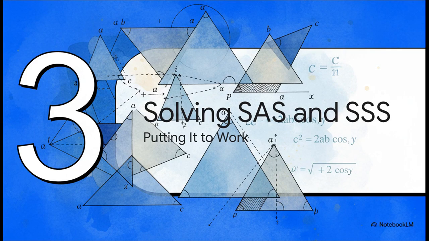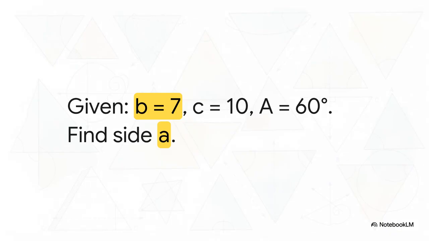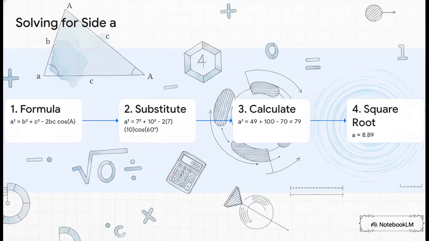All right, enough theory. Let's actually put this tool to work. We're going to walk through one of each type of problem so you can see exactly how it's done. Okay, first up, a classic side angle side problem. We've got side b equals 7, side c equals 10, and the angle tucked right between them, angle A, is 60 degrees. The goal? Find the length of side a over there, the one across from the angle we know. This is just a plug and chug, really.